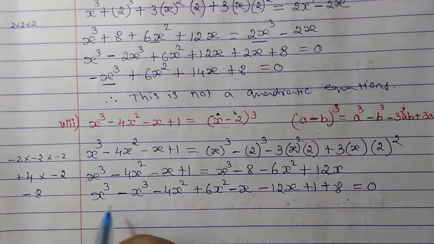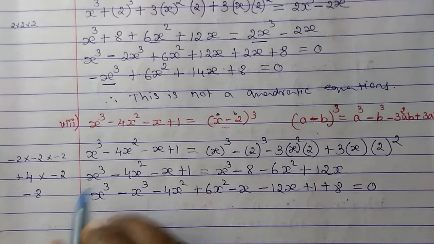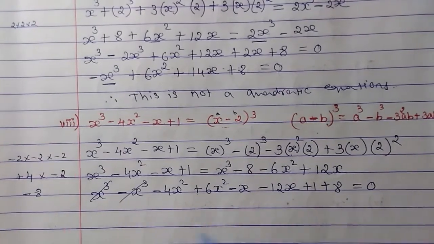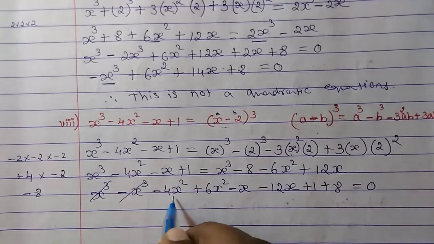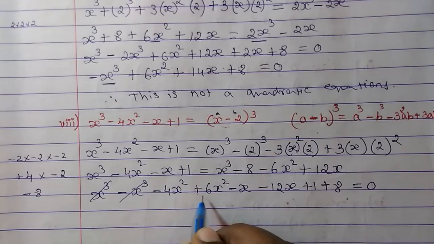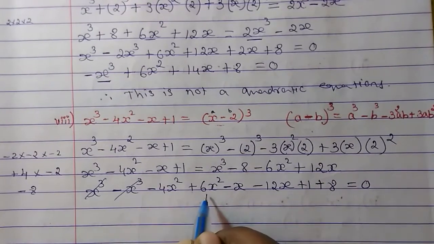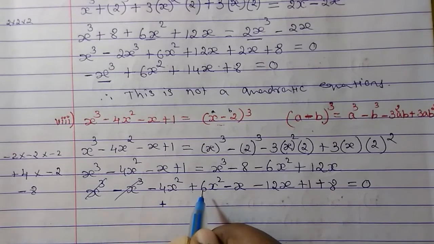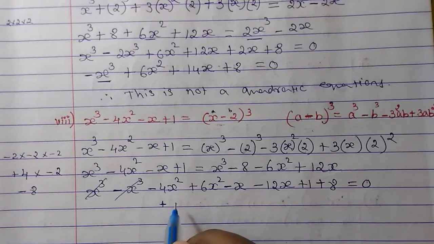So now x cube minus x cube gets cancelled. Now what is left here? Minus 4x square plus 6x square. Which is the biggest sign? Plus is the biggest sign. So it will be in plus here. So then now we will subtract. From 6x square, 4x square goes means we will get 2x square.